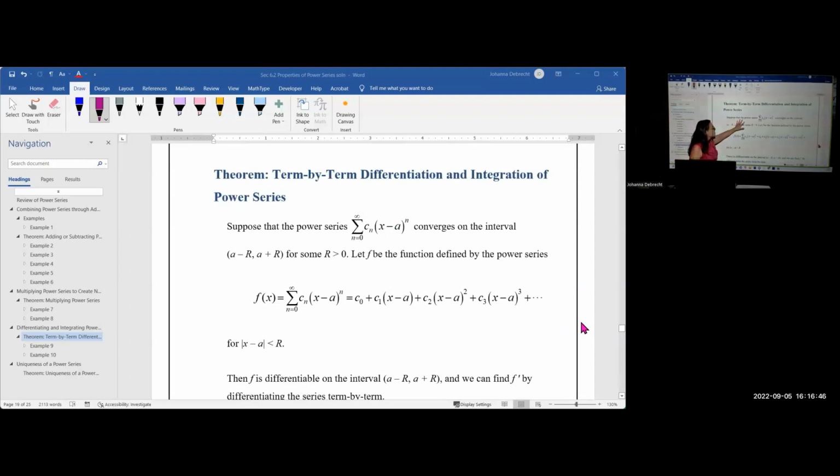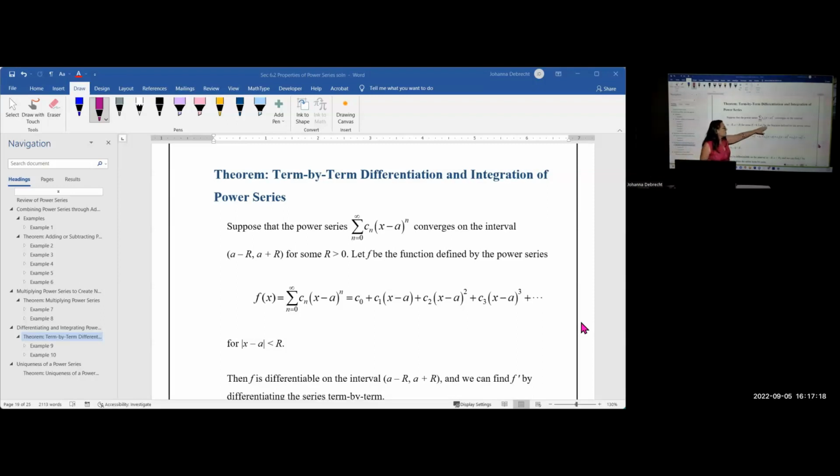We're going to suppose that we have some power series centered at a, where a could be 0, but it might be some non-zero constant. And we have the power series from 0 to infinity of c sub n times x minus a to the n. Suppose that this power series converges on some interval of convergence from a minus r to a plus r for some value of r greater than 0. So again, it could possibly be the entire real number line.